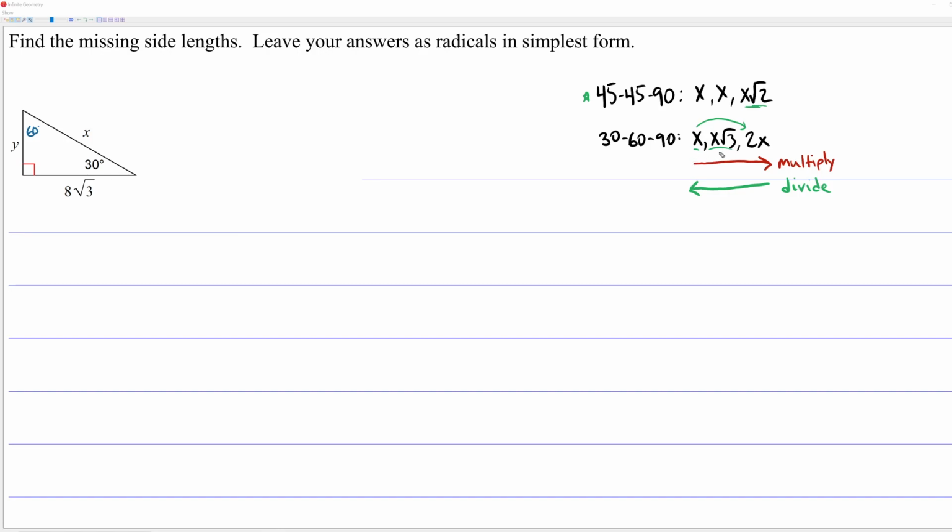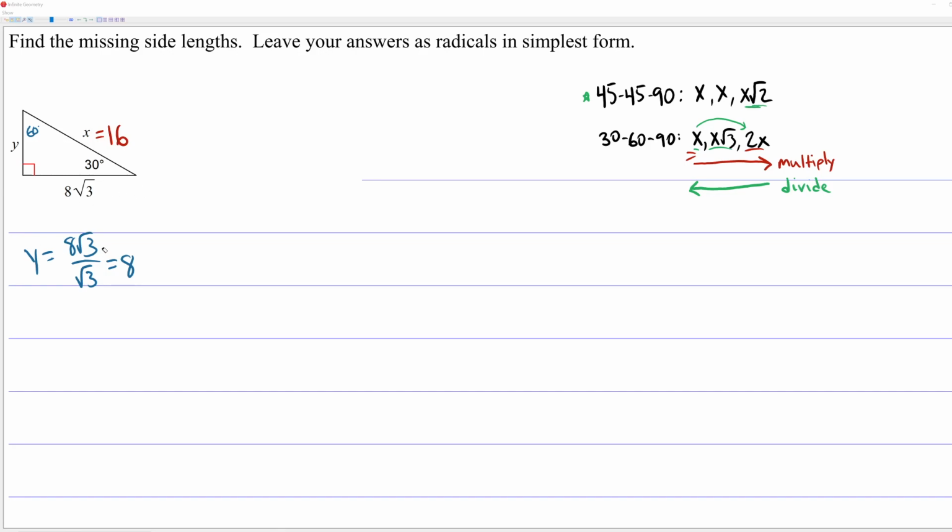So we're going to take the middle side, which is x square root 3, and we have to turn that into x. So the square root of 3 goes away. That means we're dividing by the square root of 3. So to find y, we're going to take the middle side and divide by the square root of 3. So the smallest side is just 8. So now that we have the smallest side, x, we want the largest side, you take the small side and multiply by 2. So x is 16. Okay, that wasn't so bad.